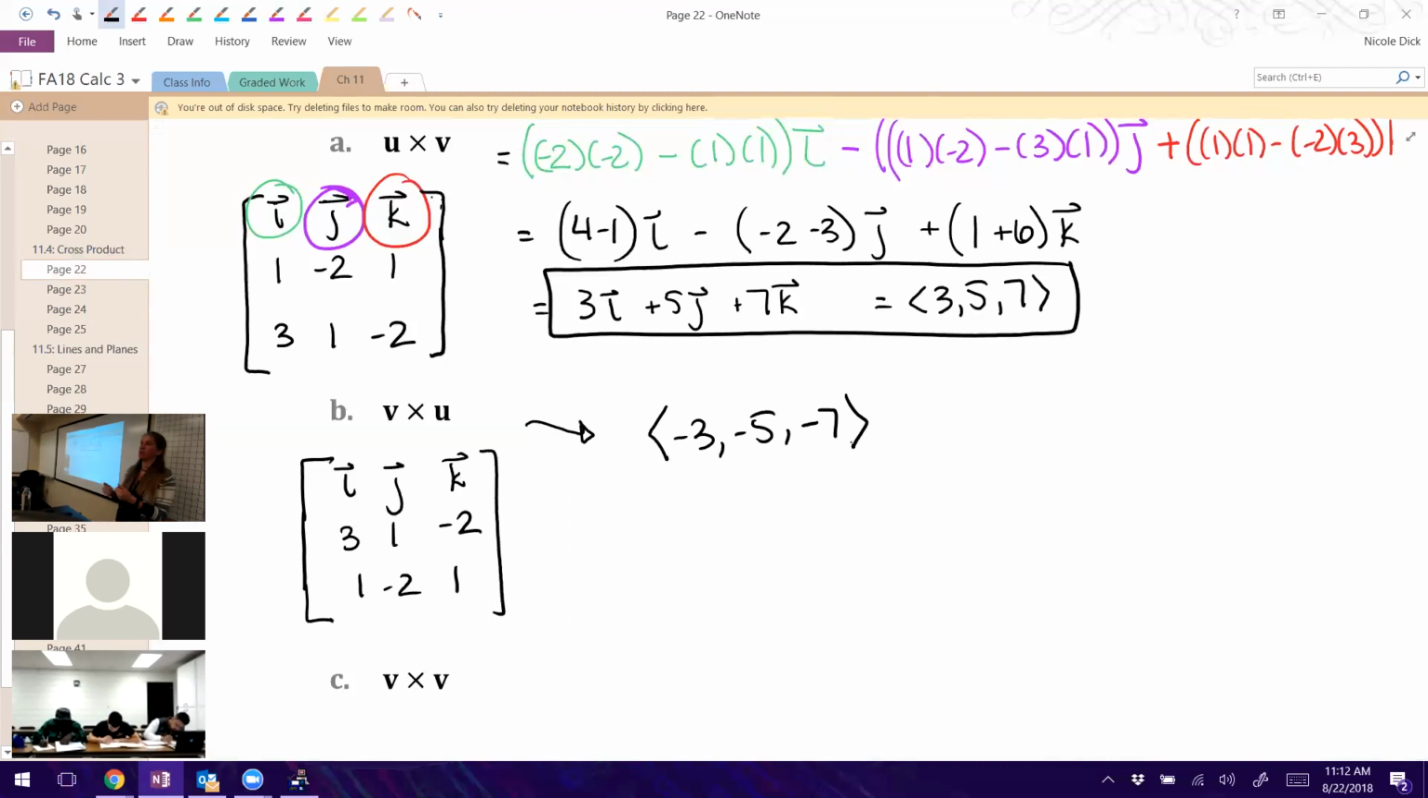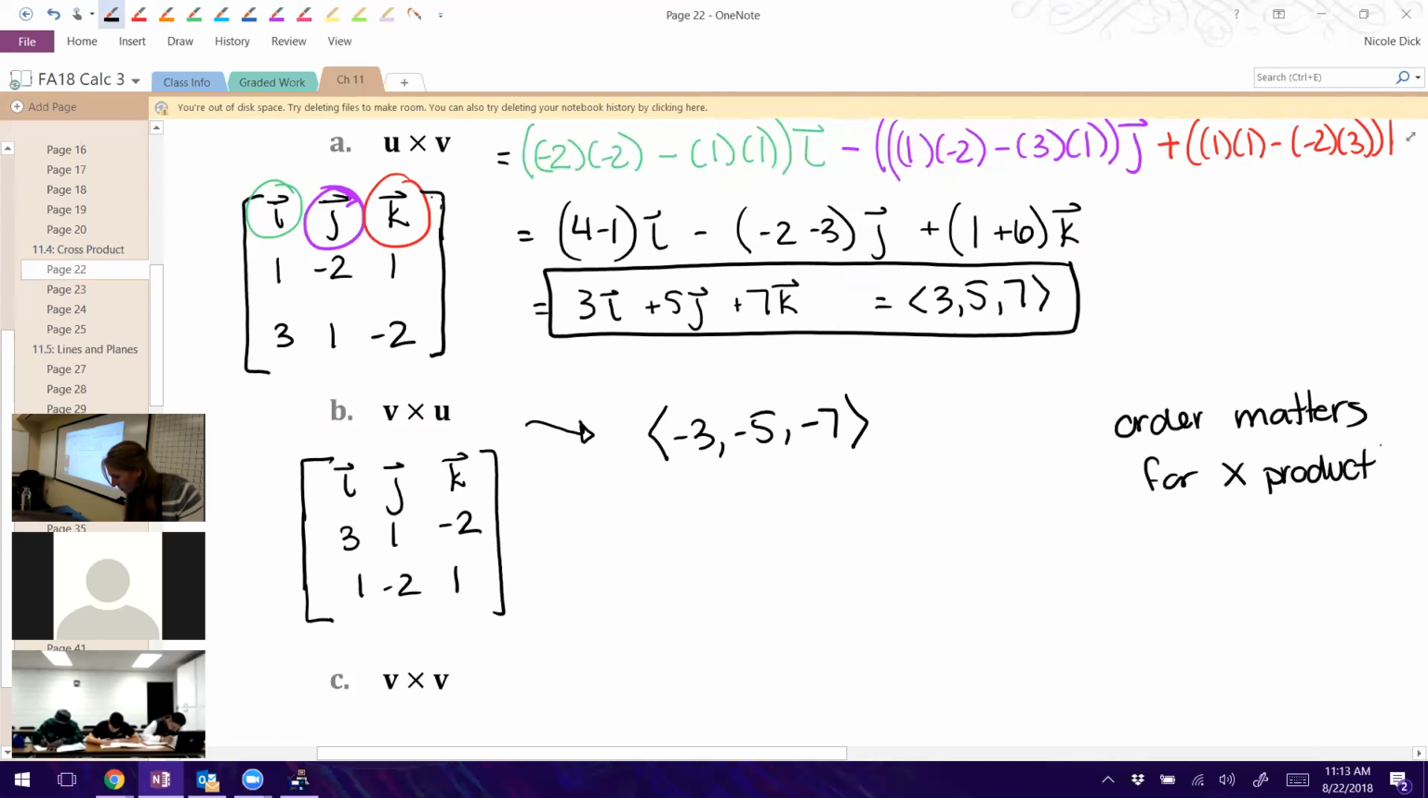In part A, our vector was going off in the positive direction everywhere, and B is just going the opposite direction from there. So they're still parallel vectors, but they just have different directions. So order definitely matters. Order matters for the cross product. And that's not something we had before.